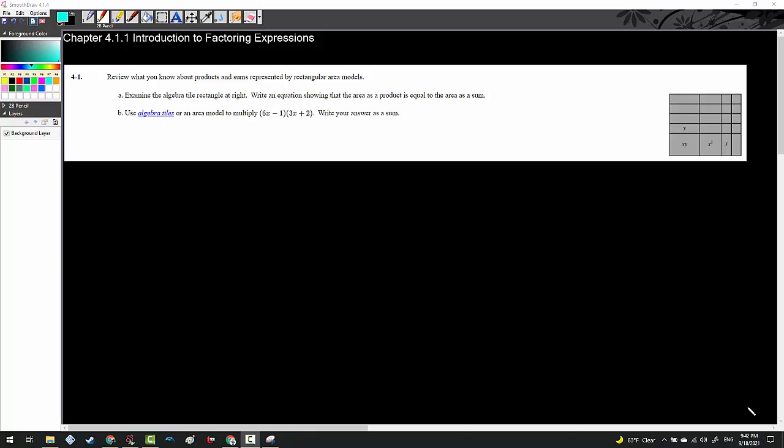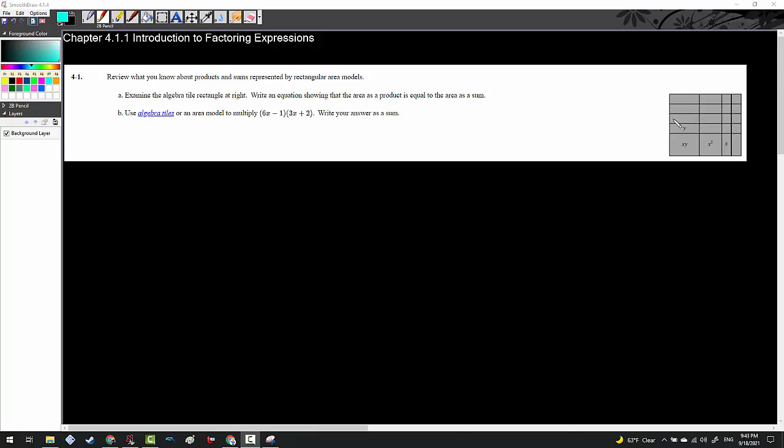So let's take a look at 4-1 here. It says, review what you know about the products and sums represented by rectangular area models. This is going to be the chapter where all of the area model work that we've been doing will definitely come full force. And we saw some area models and their applications in the probability section a couple chapters ago. But this is definitely where a lot of our area model work is going to come to fruition, and we might even see the return of an old friend at some point in this chapter. So let's see how this goes.